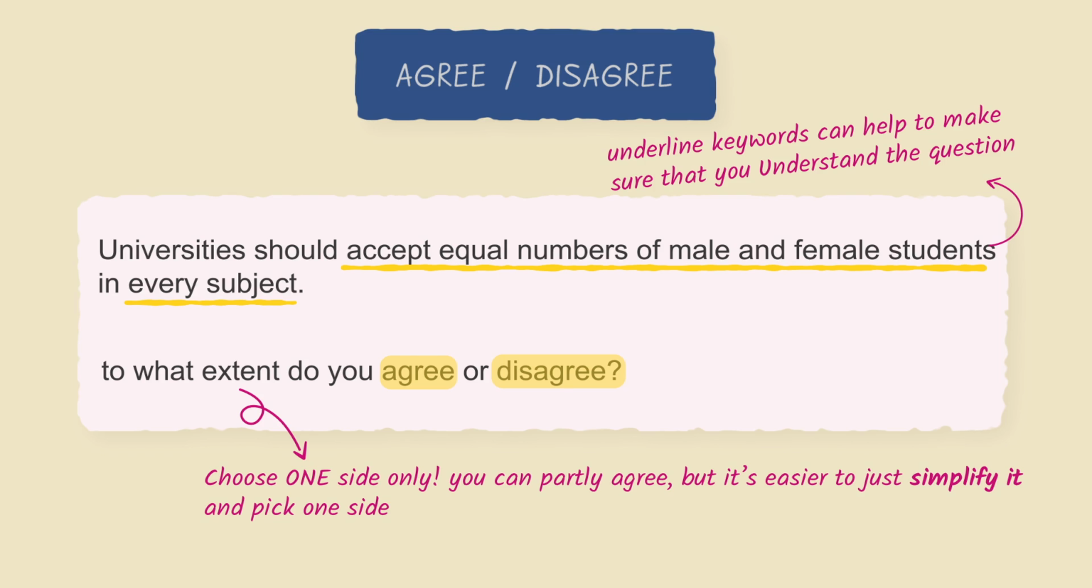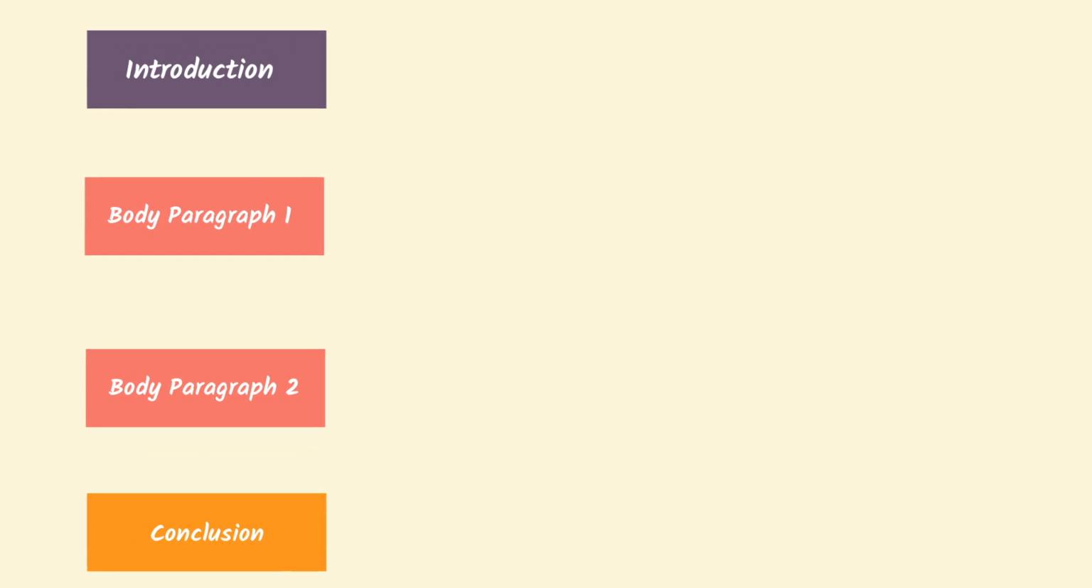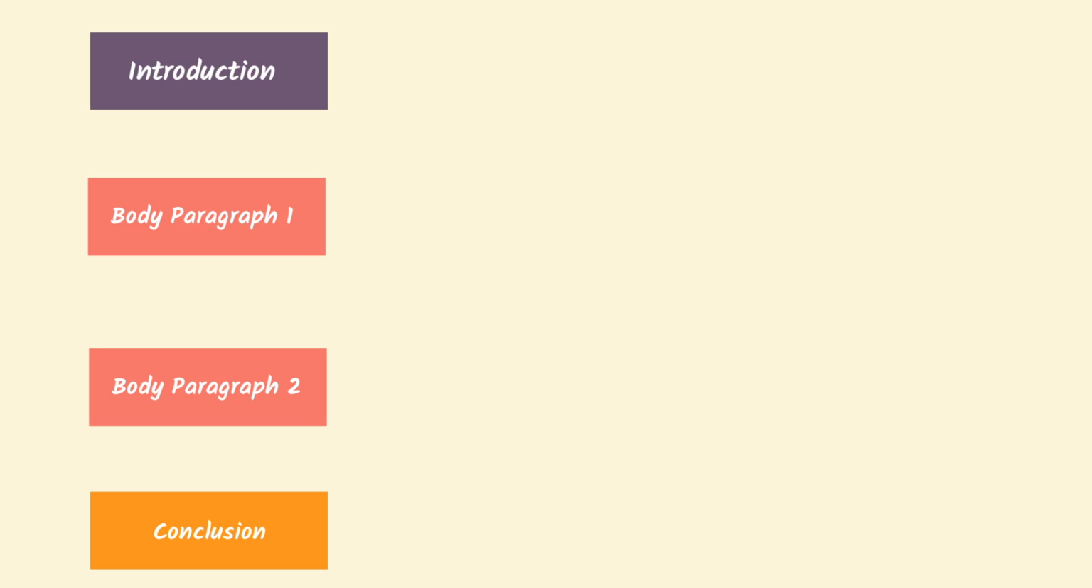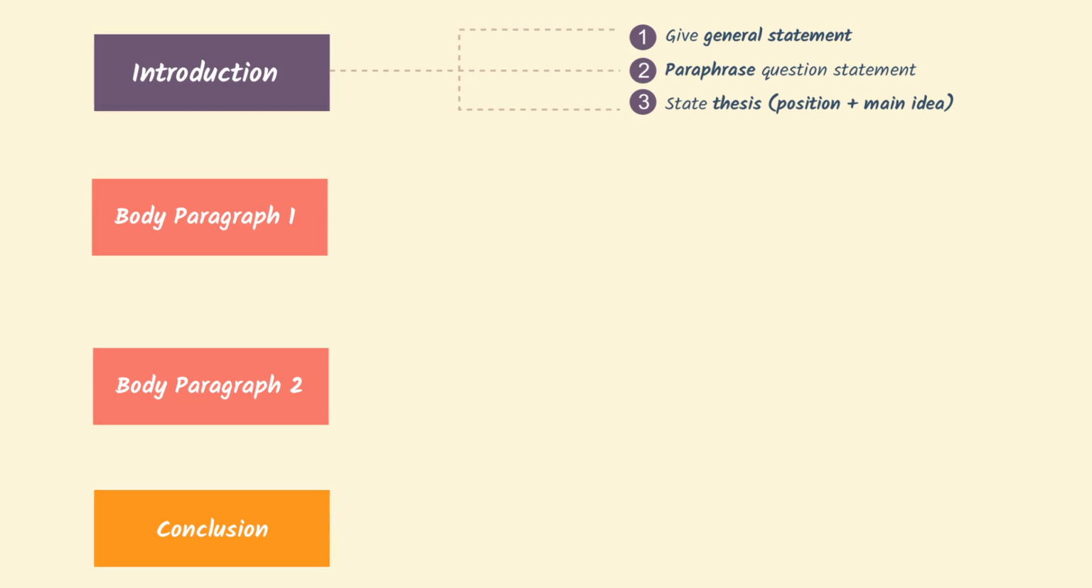All right. Now let's break down our paragraphs. We'll have 4 paragraphs, and we'll follow our first template. As you know, in Writing Task 2, I teach 2 templates. Our previous video was the second template, and in this video, I'm going to follow our first template. It's a little bit different from the second template. So in our introduction, we'll have a general statement. You give a general statement, and then you paraphrase the question statement, and then you state your thesis statement, which is your position and your main ideas.